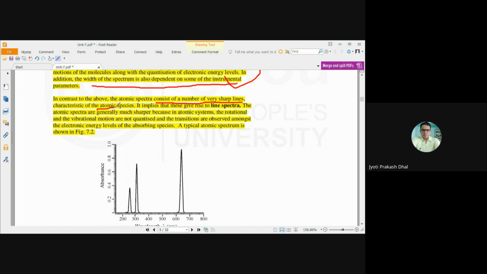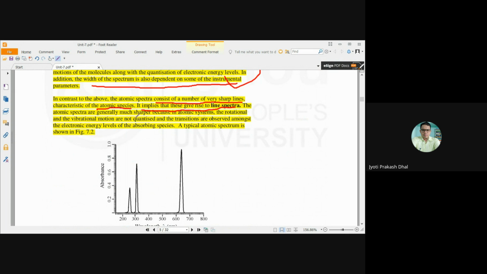That is the characteristics of the atomic species. It implies that this gives rise to line spectra. So if we analyze the atomic spectroscopic methods, all the atomic spectroscopic methods will give line spectra. But molecular spectroscopic techniques will give band spectra.